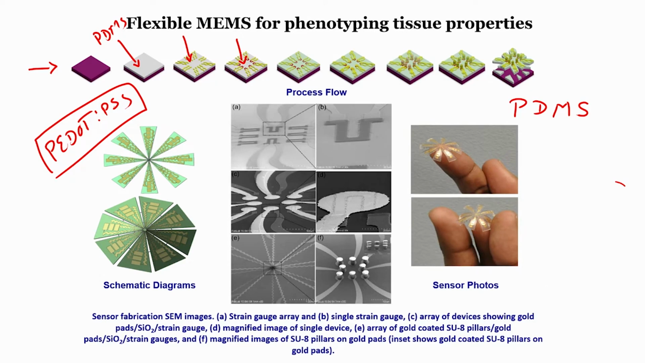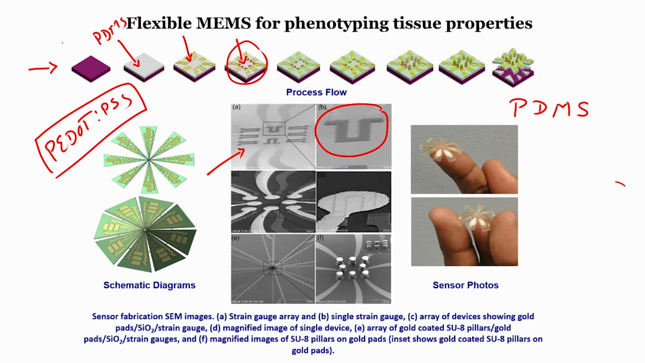So, after we deposit the chrome gold and pattern it, we will then deposit PEDOT:PSS and form the piezoresistive sensors. Now, if I want to see the piezoresistive sensors, you can see here these are all piezoresistive sensors. This is one magnified piezoresistive sensor. These are all SEM images.